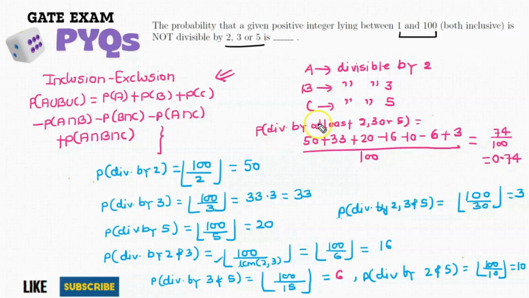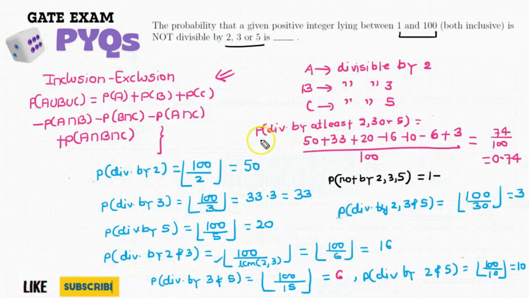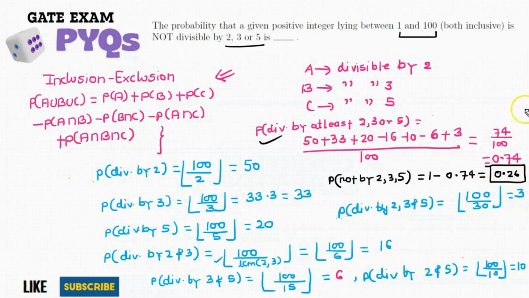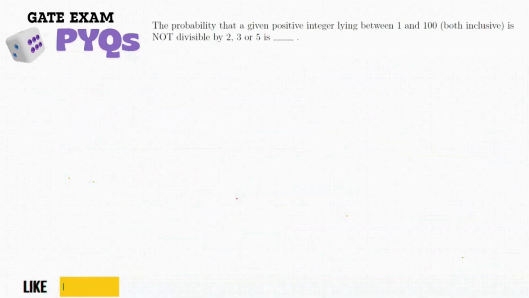So this is the at least case, but we have to find that it should not be divisible by any. So from this, the probability that it is not divisible by 2, 3, or 5 will be nothing but 1 minus the at least case. So 1 minus 0.74 gives the required answer as 0.26. Hope you understood this question. Now let's move to the next one.